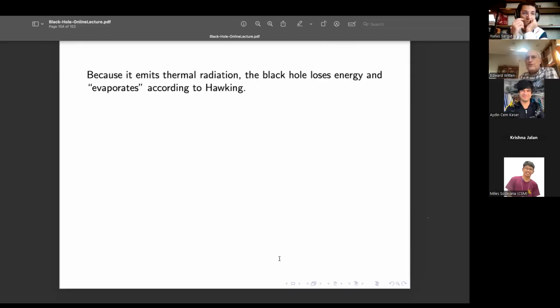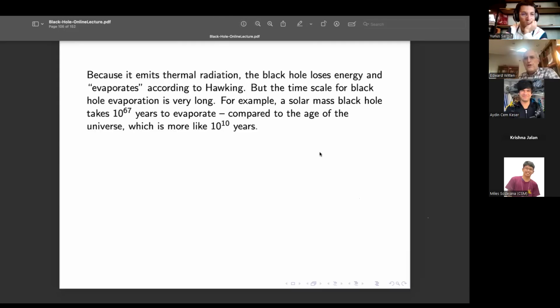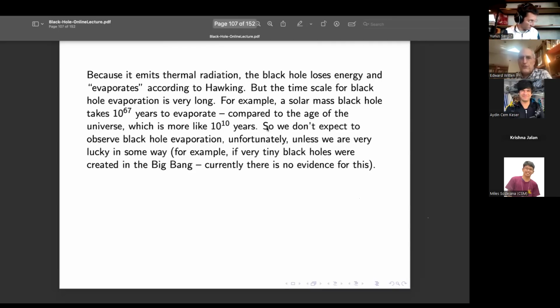Because the black hole emits thermal radiation, it loses energy and evaporates, according to Hawking. But the timescale is very long. For instance, a solar mass black hole in vacuum takes 10 to the 67 years to evaporate, compared to the age of the universe, which is more like 10 to the 10 years. So we don't expect to observe black hole evaporation unless we're very lucky in some way. For example, if very tiny black holes were created in the Big Bang, for which we currently have no evidence.